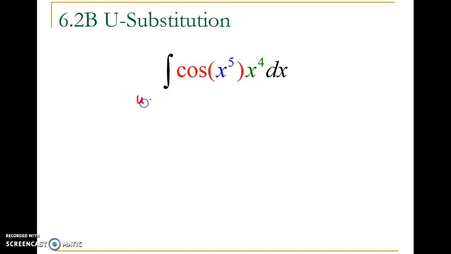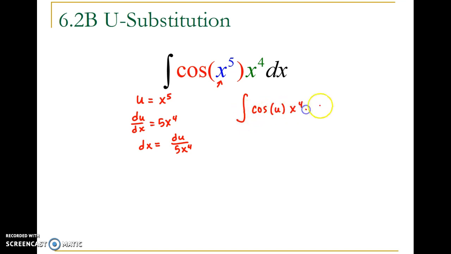All right, now my solution would be u is equal to x to the 5th, because the baby is x to the 5th. The derivative of that is 5x to the 4th. So dx would be du divided by 5x to the 4th. Okay, now I'm going to do my replacement. So cosine of u times x to the 4th times du over 5x to the 4th. My x to the 4ths cancel, and I have 1/5 cosine of u du.